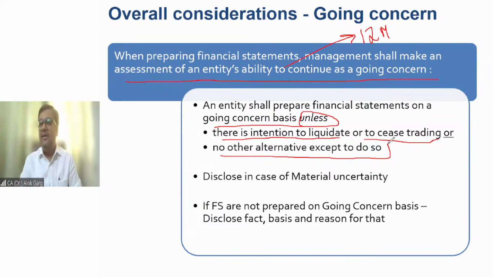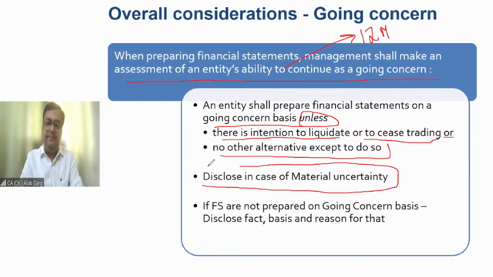In that case, the company does not want to shut down the business. The company does not want to stop the trading, but the company does not have any option except to shut down the business due to the government announcement. So in that case, again, the company should not prepare the financial statement on a going concern basis, right? Disclose in case of material uncertainty.